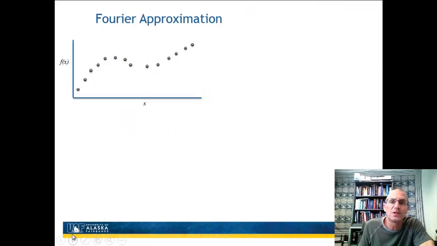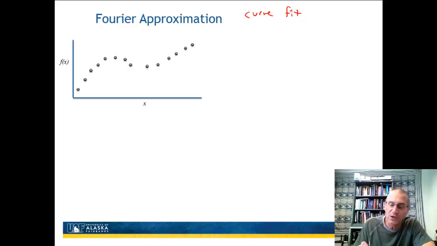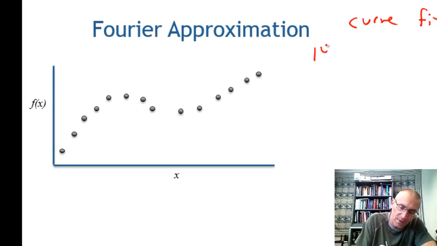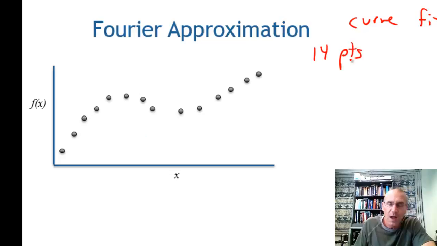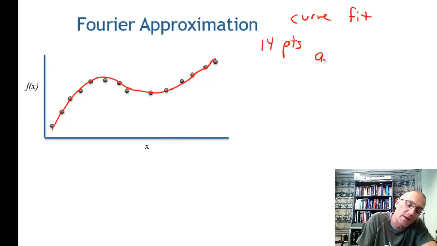All right, so that brings us to this concept of a Fourier approximation, which is related to curve fitting. This fits in with the last couple chapters, where we have a bunch of data points and we're trying to fit some type of curve to them. If we look at this curve, we have about 14 points. If we were to curve fit this, we could put some sort of polynomial in there, maybe like a0 plus a1x plus a2x squared, etc.